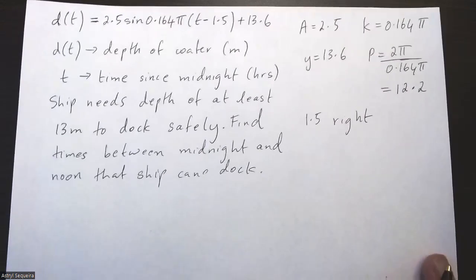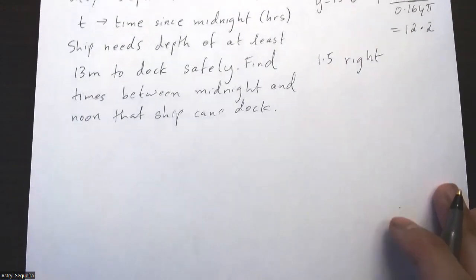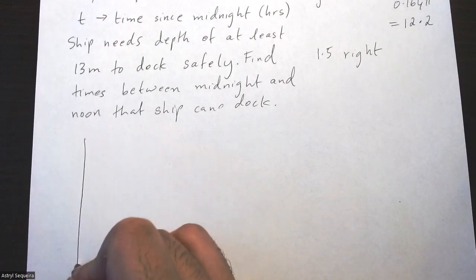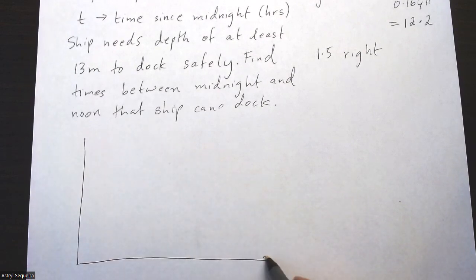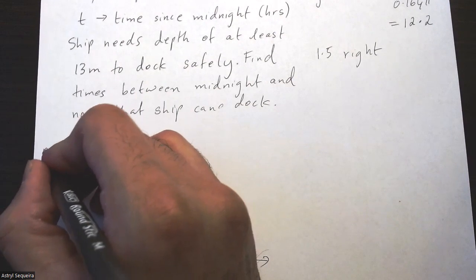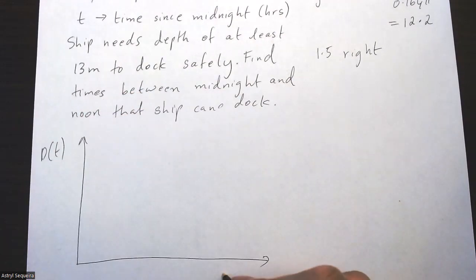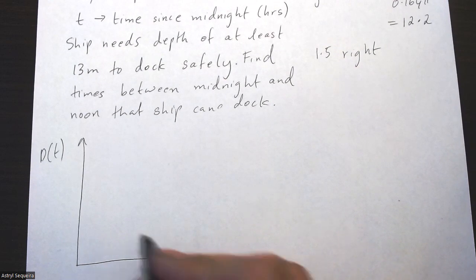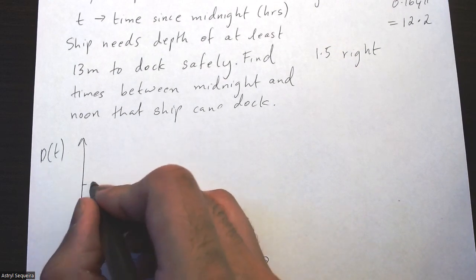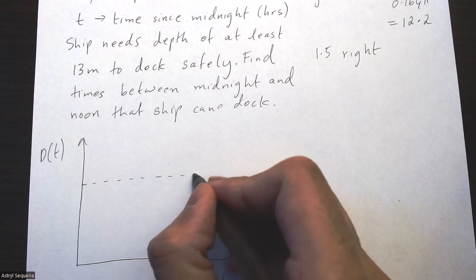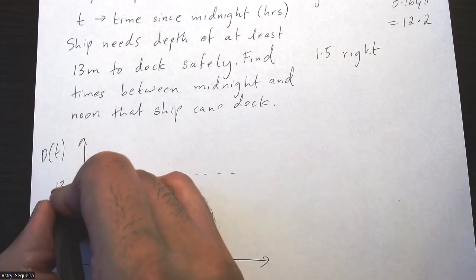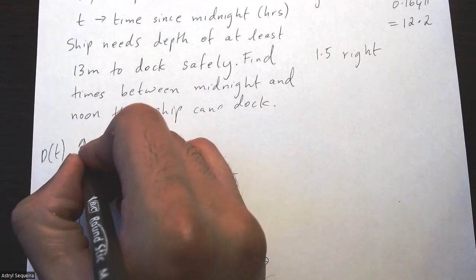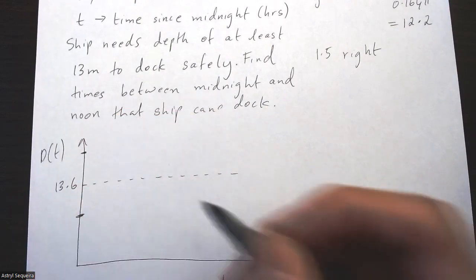So now we can start doing our sketch based on this information. I know that it's a real life situation, which means I only need the positive values. I have my depth over here, and then I have my time on the x-axis. I always start with my equation of axis, which is y equals 13.6. Then I like to find my maximum and my minimum point.